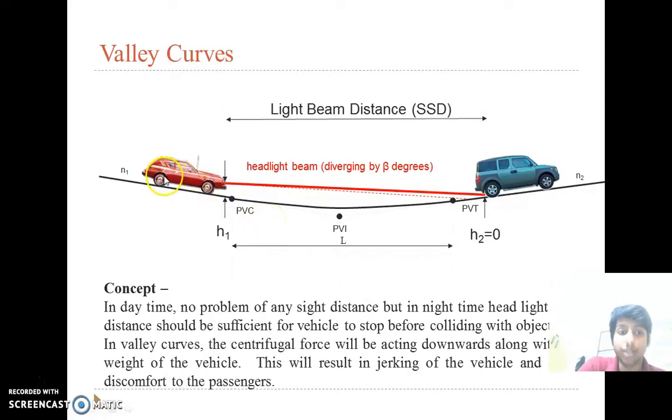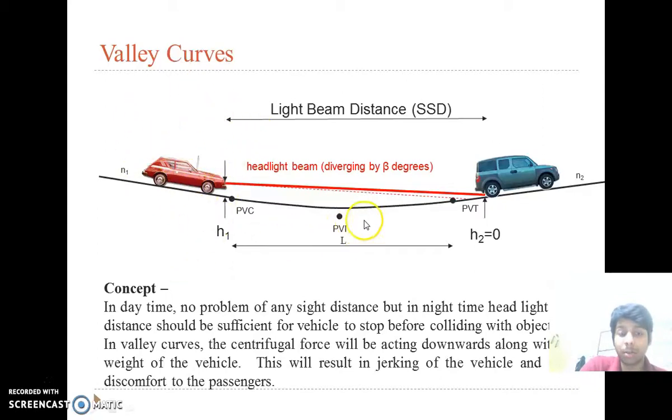And another design consideration is the comfort criteria, because the radius of curve will be somewhere here, and because of this the centrifugal force is acting downward here, here, here and here, and because of that the spring always remains compressed, and when some impact comes, the spring will not have sufficient compression, so there will be discomfort to the passengers. So there are two conditions for the designing of valley curves. First is sight distance, second is comfort criteria.